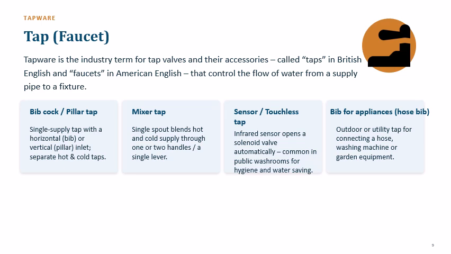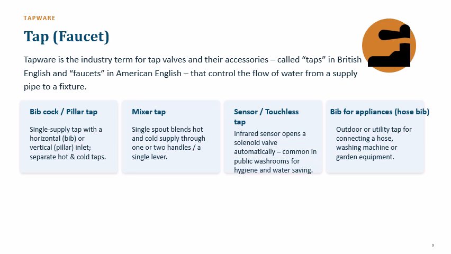Next one is the tapware. So that is the tap or the faucet. Tapware is an industry term for the taps, valves and their accessories, called taps in British English, and faucet is the common term in American English. So that controls the flow of water from the supply pipe to the fixture. In that, the different types are the bib cock or the pillar tap, mixer tap, sensor or the touchless tap, and bib for the appliances, that is a hose bib.